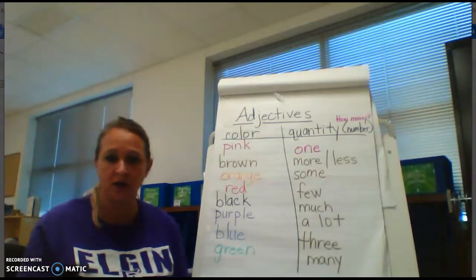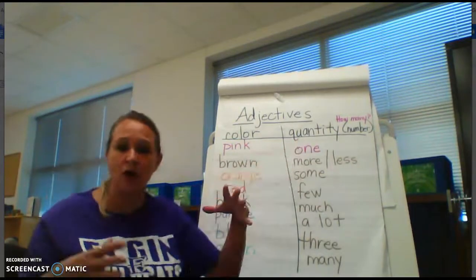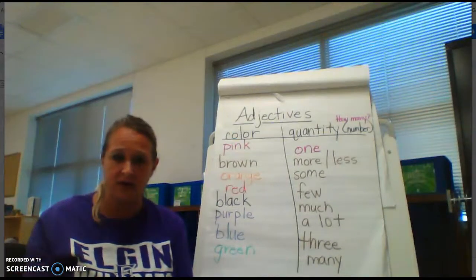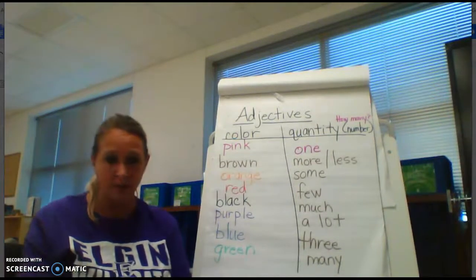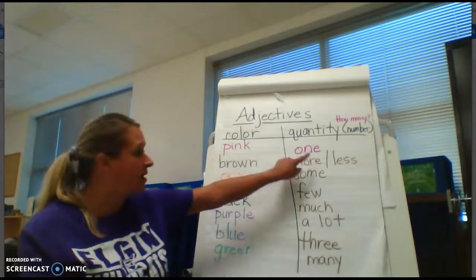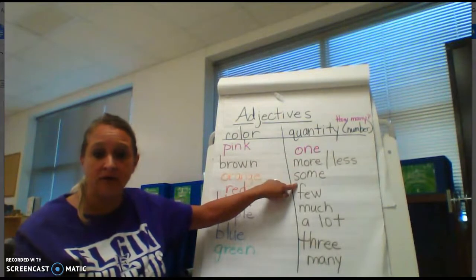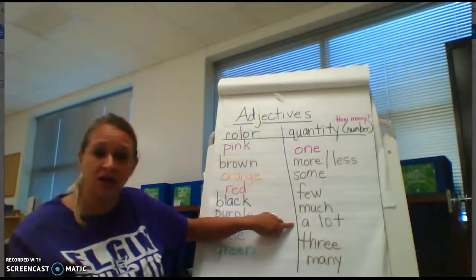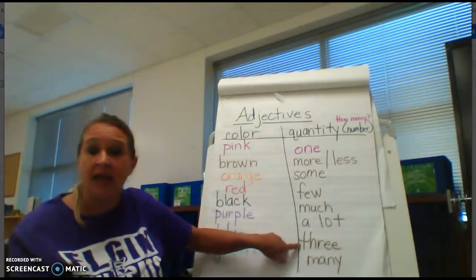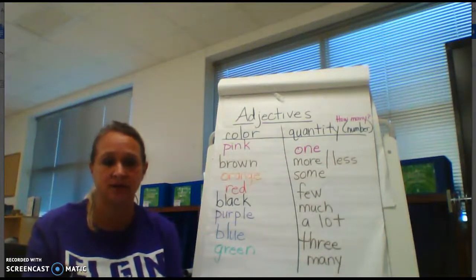We also talked about adjectives for quantity. Remember, that's how many or how much of something there is. It could also be a number. So some of the adjectives for quantity that we talked about are one, more, less, some, few, much, a lot, three, many. Actually, any number would be an adjective for quantity.